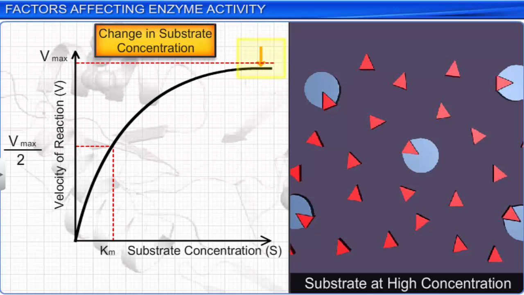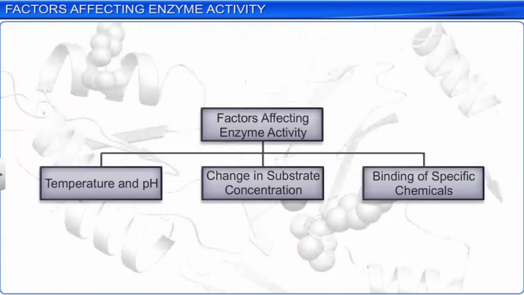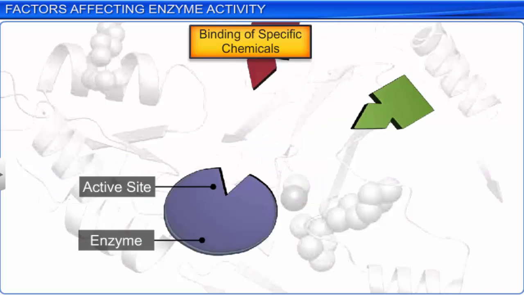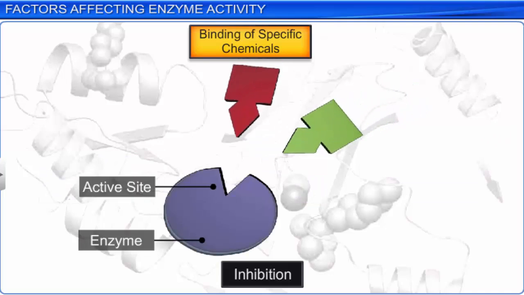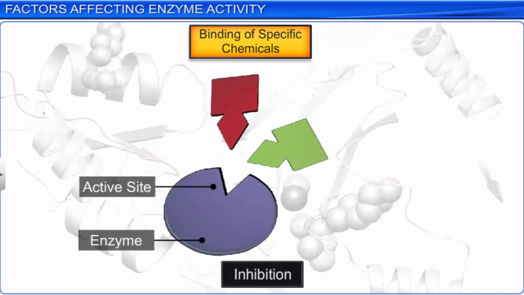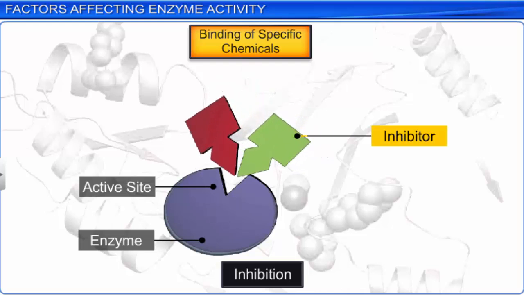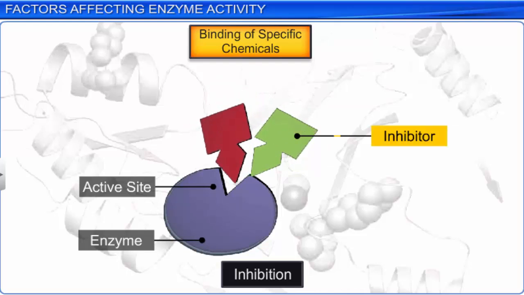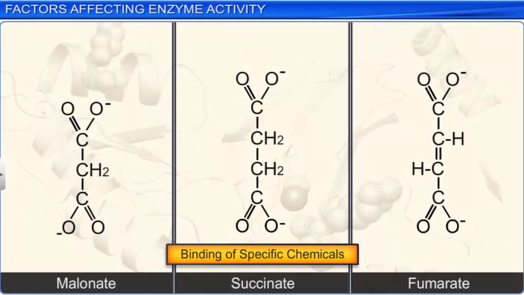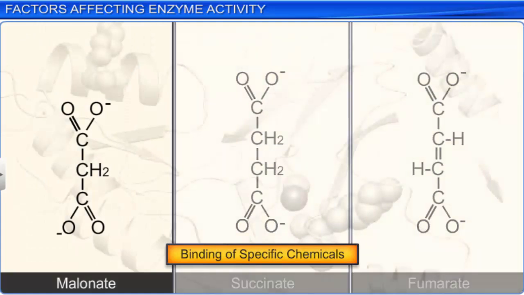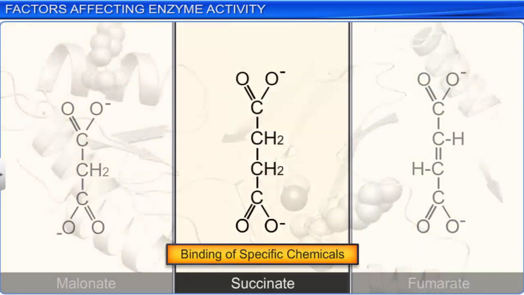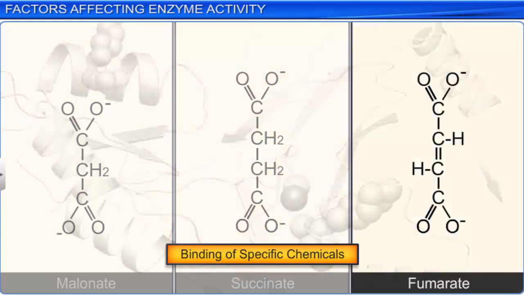The third factor that shuts off enzyme activity is the binding of a certain chemical. This process is called inhibition, and the chemical that induces it is called an inhibitor. For example, malonate is a competitive inhibitor of succinate, which gets converted to fumarate in the presence of succinic dehydrogenase.